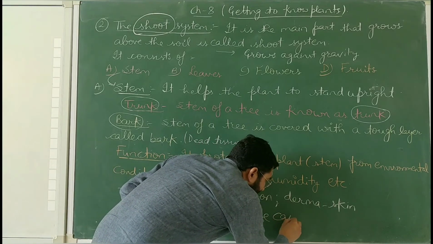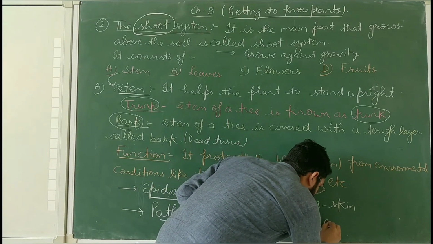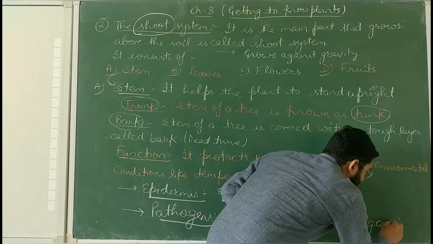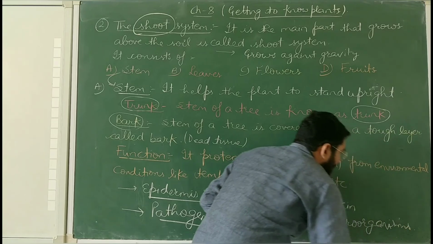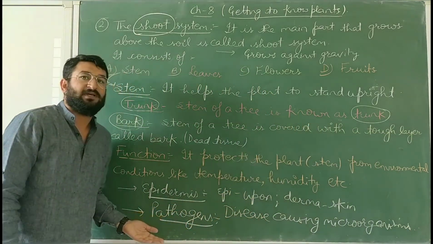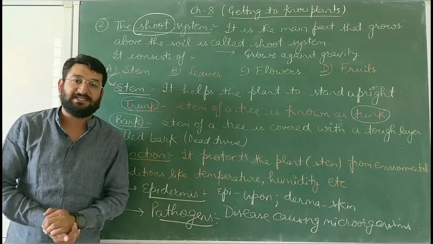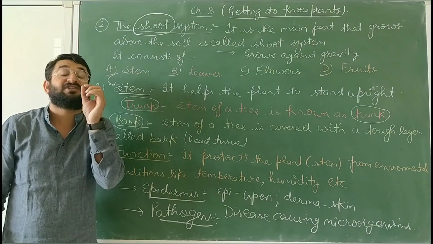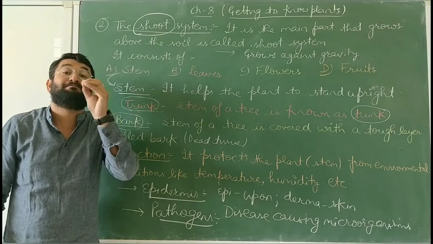Disease causing microorganisms are known as pathogens. The microorganisms which cause a disease are known as pathogens. Bark and epidermis does not allow the entry of a pathogen.